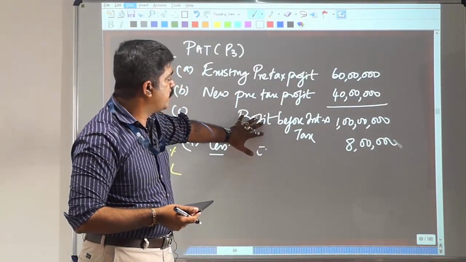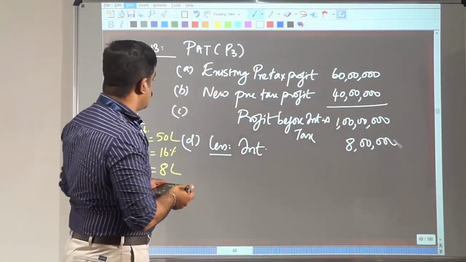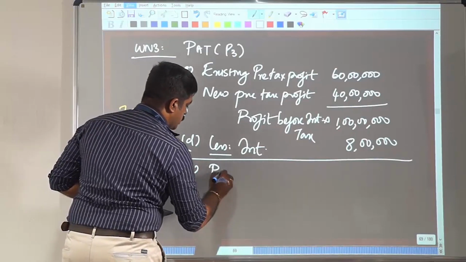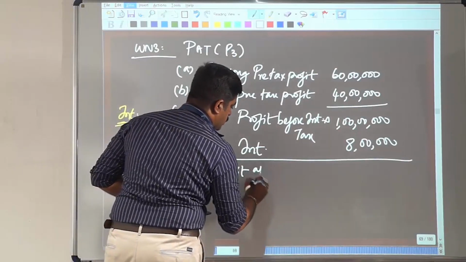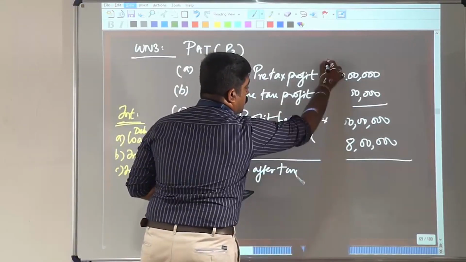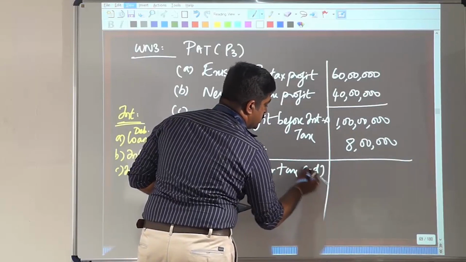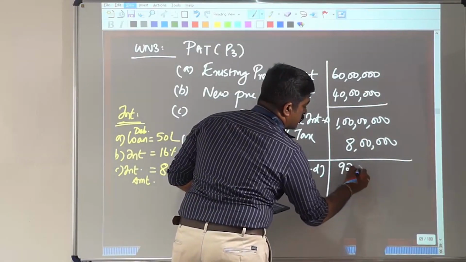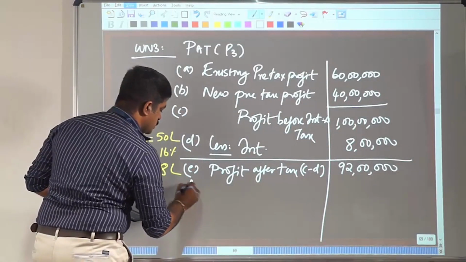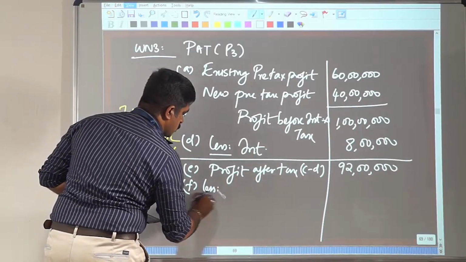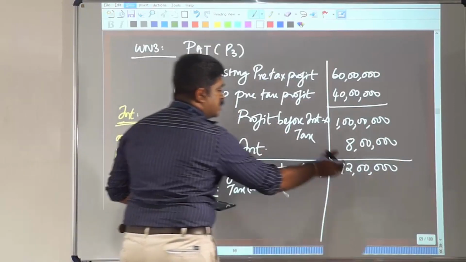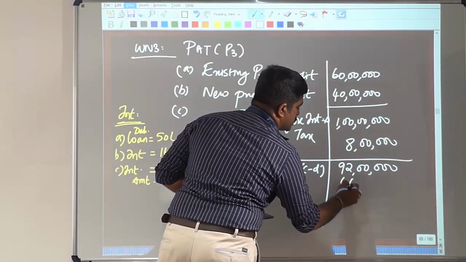My profit before payment of interest and tax is 1 crore. So what is going to be my profit after interest? Item E, profit after interest. That's nothing but item number C minus D. C minus D, and it is going to be 92 lakhs. Now from this 92 lakh, I have to pay tax at 50%. So it is 92 lakh into 50%, it is 46 lakhs.